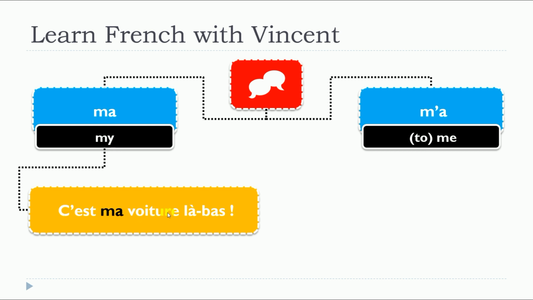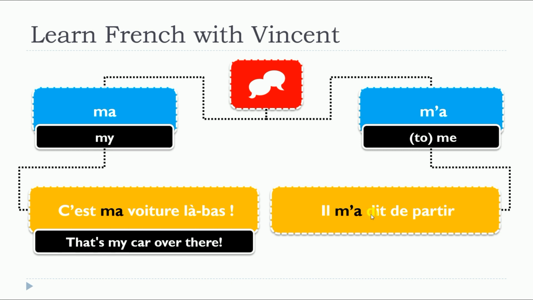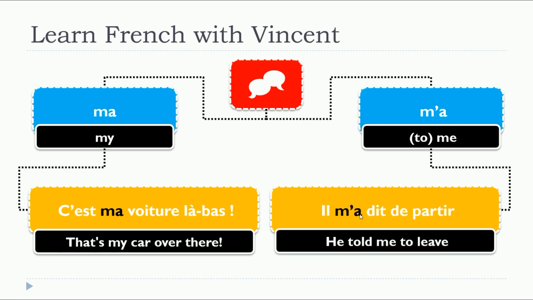C'est ma voiture là-bas. Il m'a dit de partir. So in that situation, this is the possessive, ma. And in that situation, as you can see, this is the verb dire here in the passé composé form, a dit.